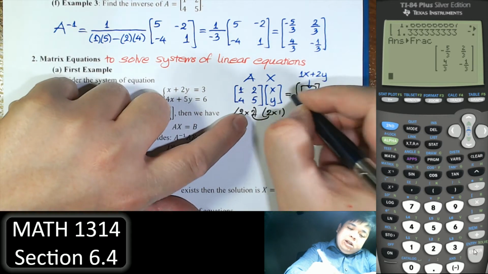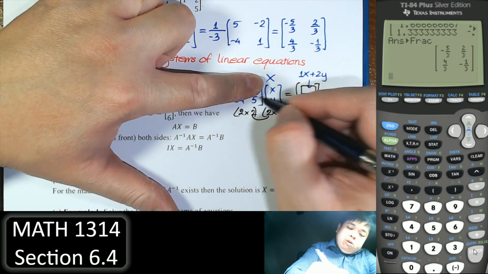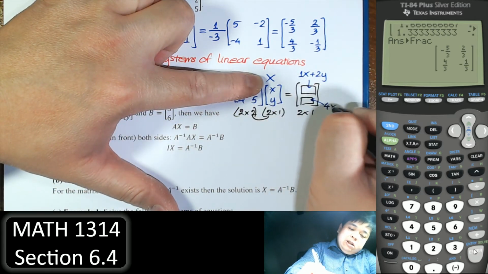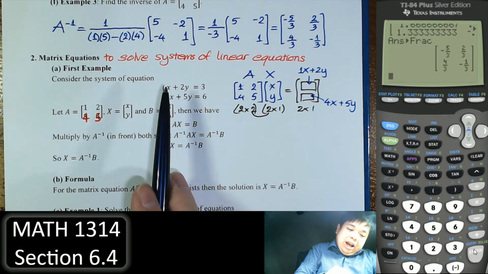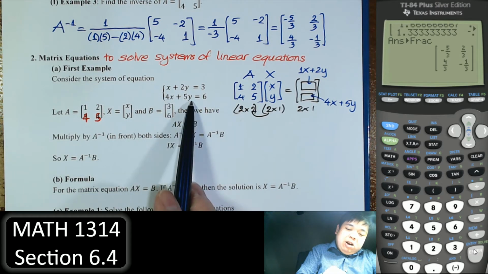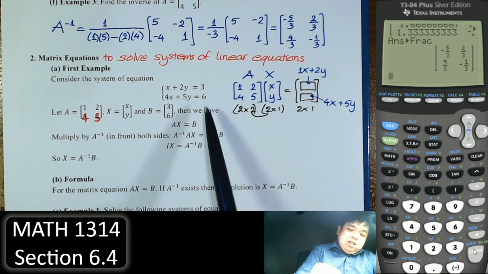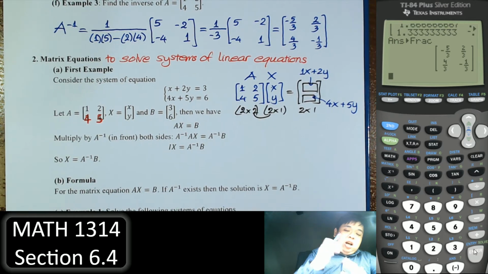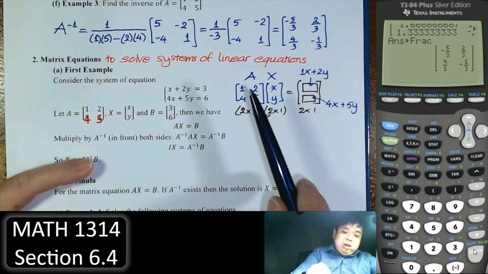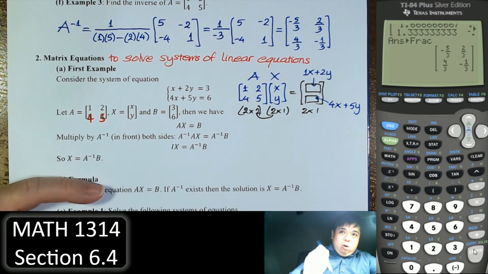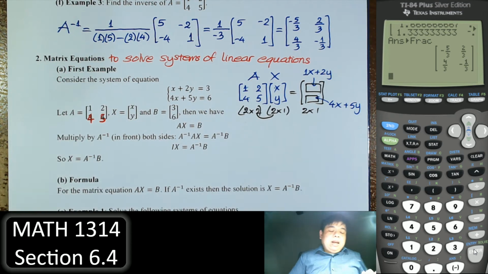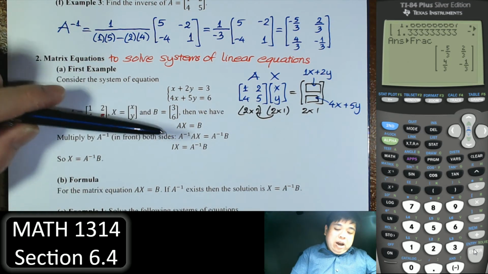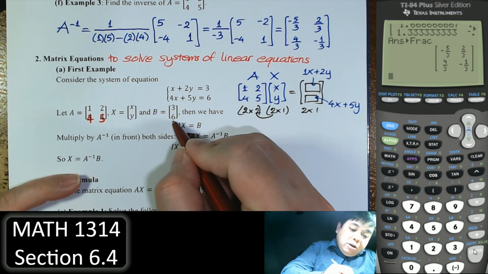And this entry, row times column for x plus 5y, which is x plus 2y for x plus 5y. Of course, that equals 3 and 6 on the other side. So pretty much we just write all the coefficients together as the square matrix, and then all the variables as the column. Right. And then so we have Ax equal to B. So this is called the matrix equation.